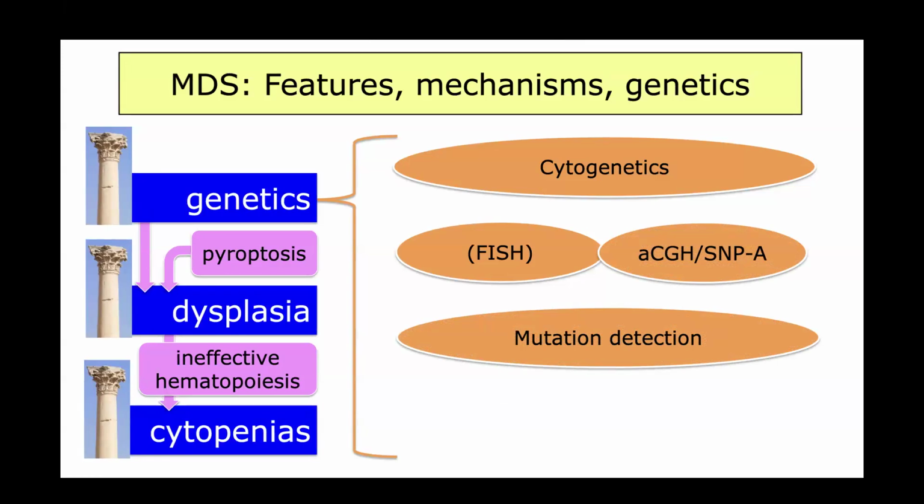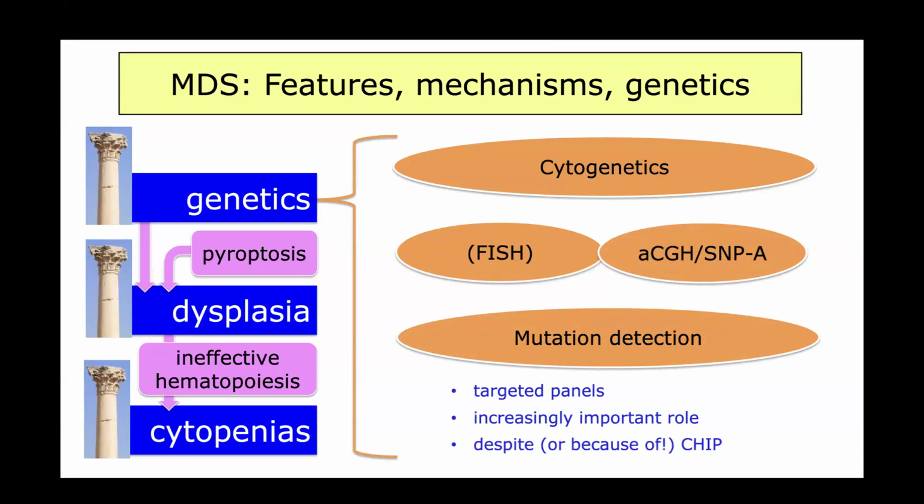Mutation detection is essential to do using targeted panels, and has an increasingly important role, despite or perhaps because of the importance of CHIP.